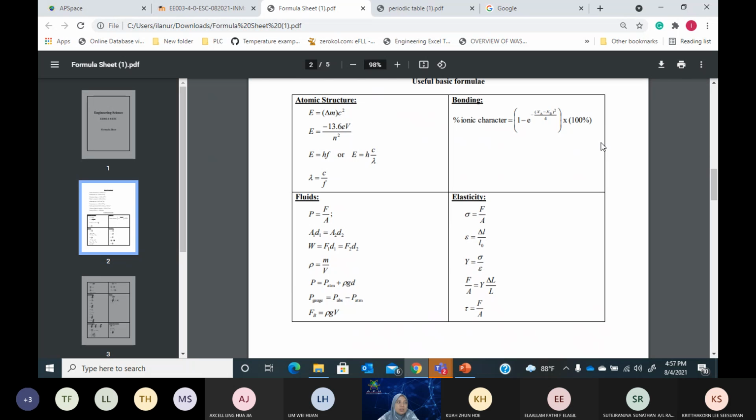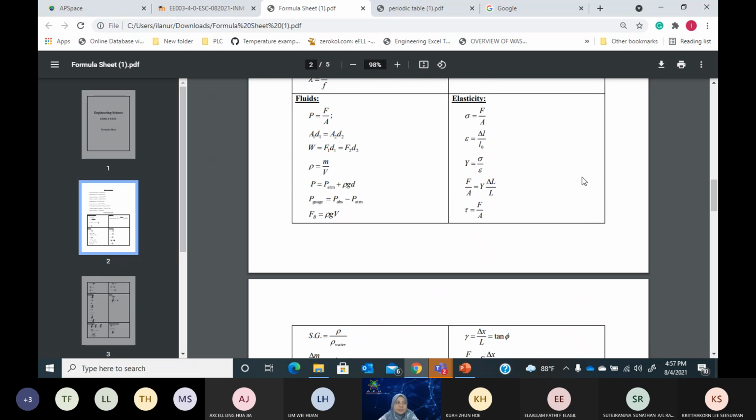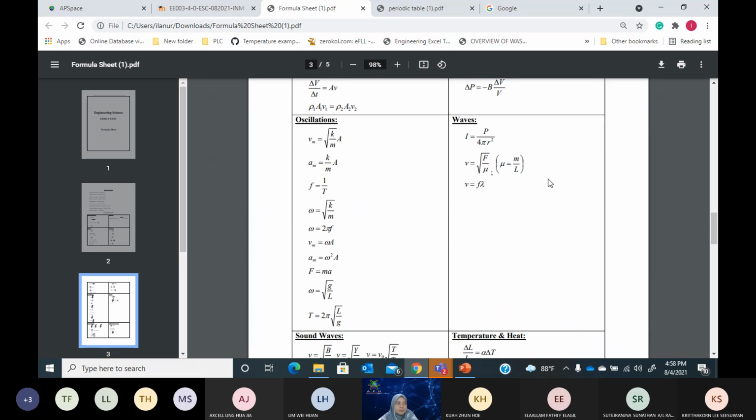Next is the useful basic formula. Here, I have separated based on the chapter, easy for you to find. For example, chapter 1, atomic structure, this is the related formula. Chapter 2, bonding, this is the only formula used. The rest is not using formula. Next is the fluid. Fluid has this formula, elasticity, the fourth chapter. This continues until here. Elasticity also continues until here.